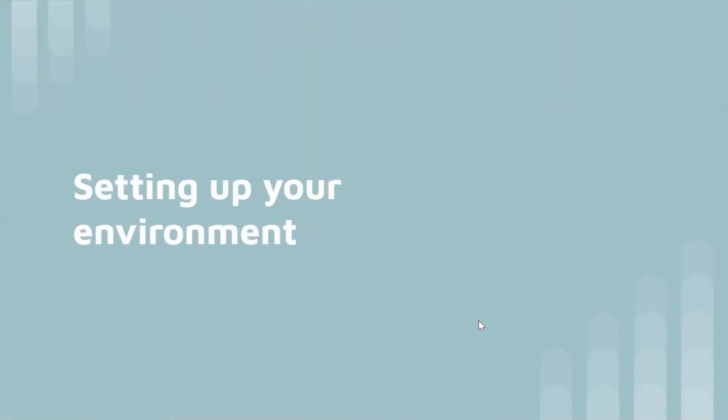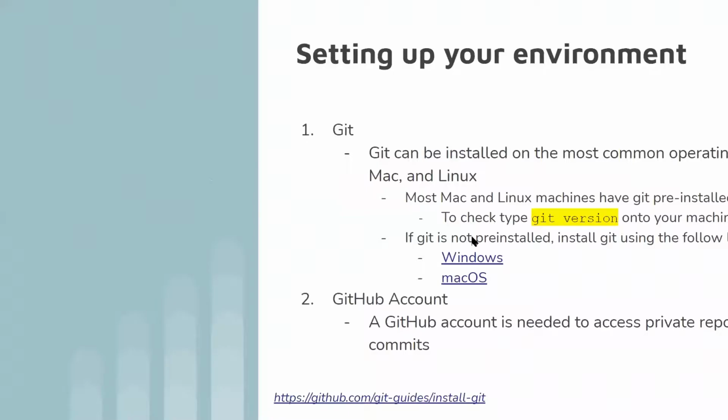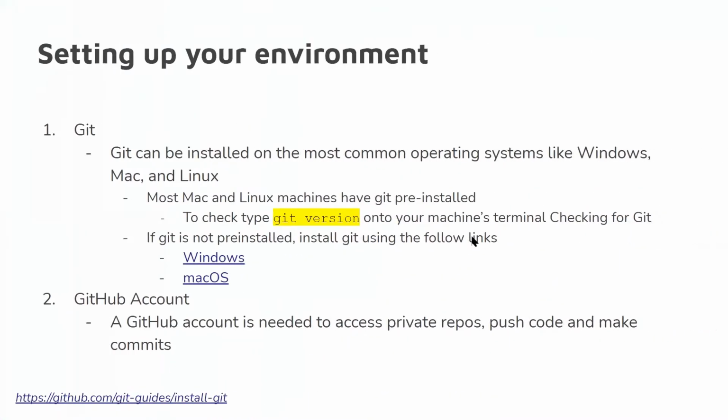So if you haven't already, I'm just going to go over setting up your environment. In order to use Git and GitHub, first of all, you need to download Git. Most Mac and Linux machines have Git pre-installed, so you can check that by typing git version into your terminal. Either it will say Git is not found, or it will return the version of Git installed on your machine.